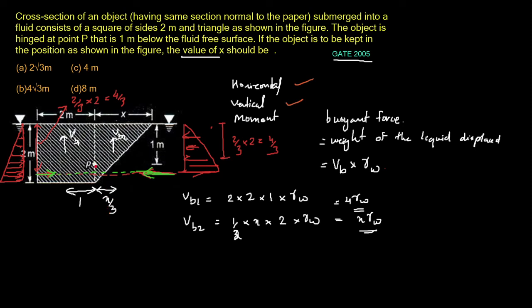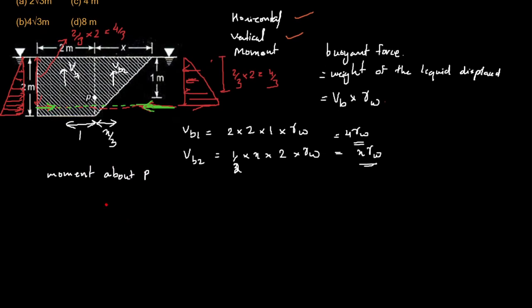So if we try to take the moment about P, let's write moment about P. If we take the anti-clockwise as positive, VB1 into 1 would be in the clockwise direction, so it would be negative, and VB2 into x by 3, since it is anti-clockwise, it will be positive, so plus VB2 into x by 3, which should be equal to 0. Since the body is in moment equilibrium, this should be equal to 0.